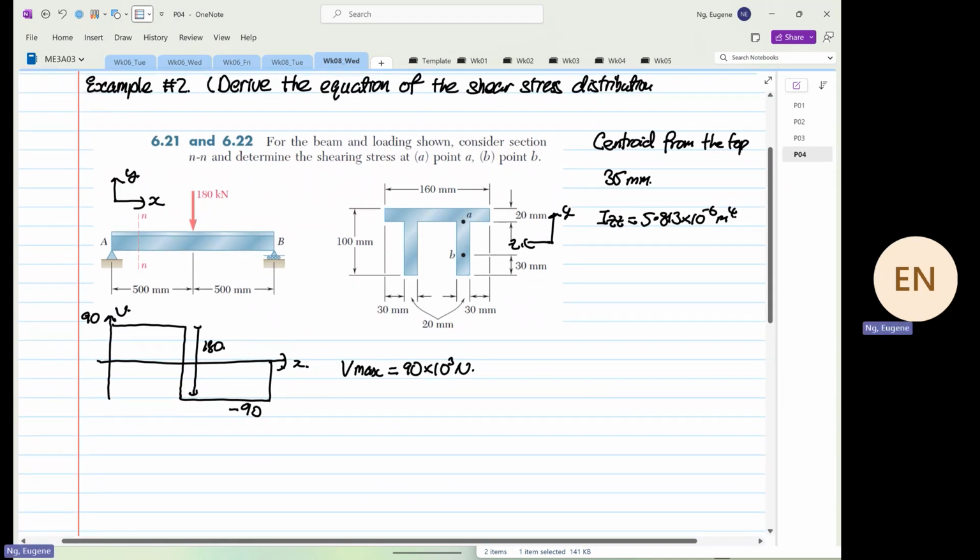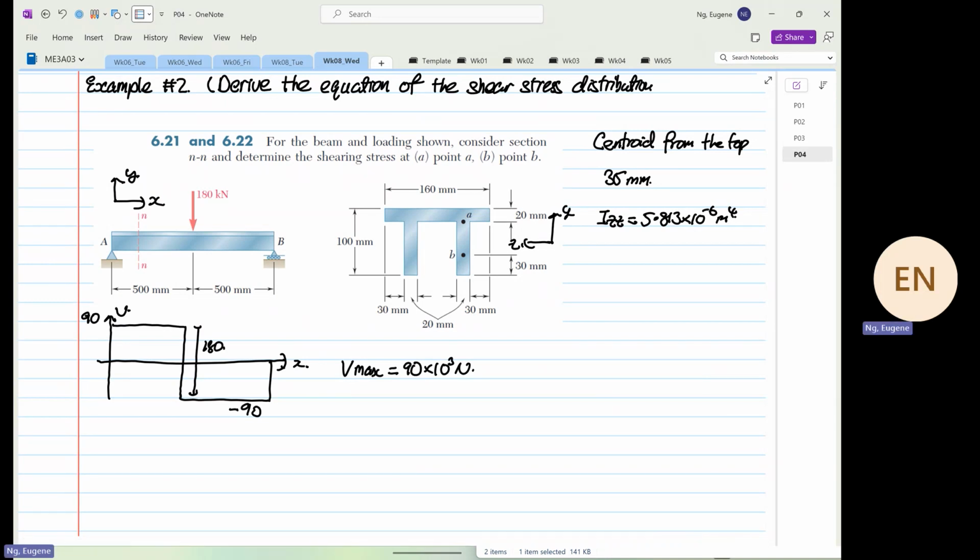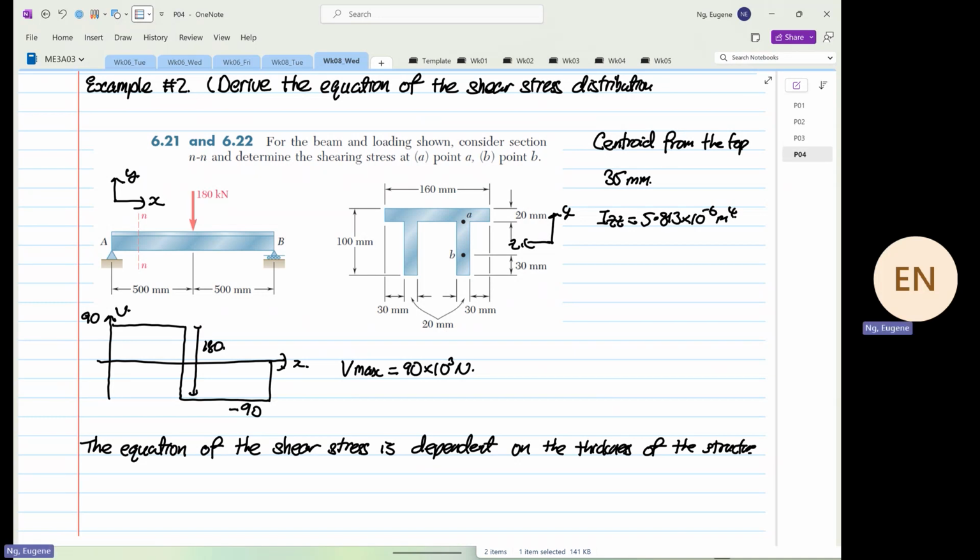The next thing that we're going to do is derive the equation of the shear stress. The equation of the shear stress is dependent on the thickness of the structure. So we are going to generate piecewise equations that are dependent on thickness. Now, what do I mean by that?